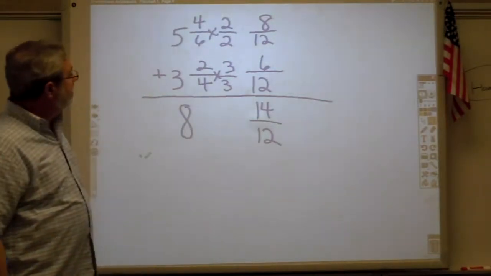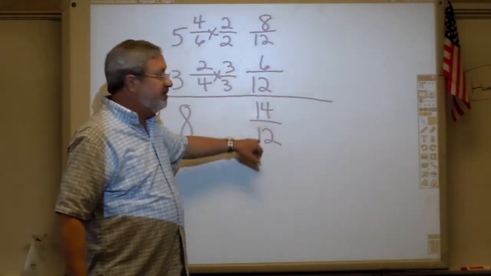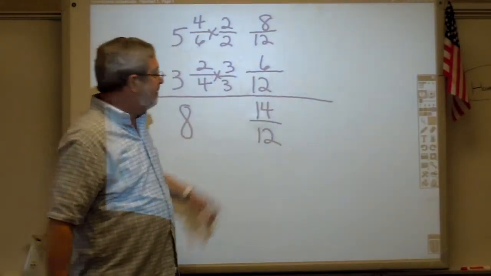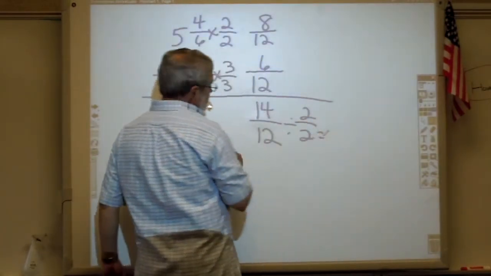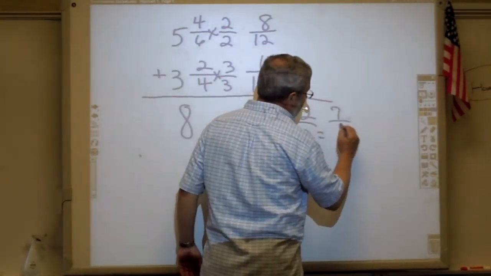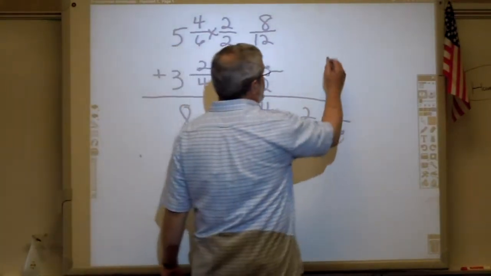Must be stuck on the same thing. 14 over 12. Remember back to a previous video lesson. These are both even numbers. Cannot leave them that way. So I need to reduce it by 2 over 2. If I do that, I will have 7 over 6. Now I have an improper fraction. Cannot leave it like that.